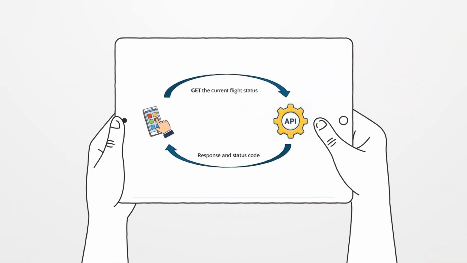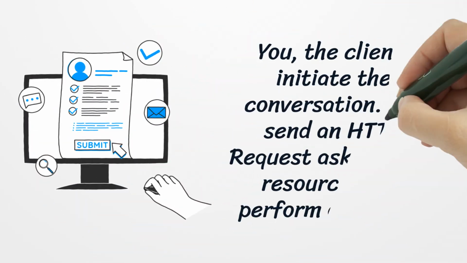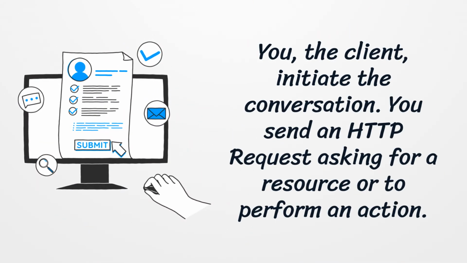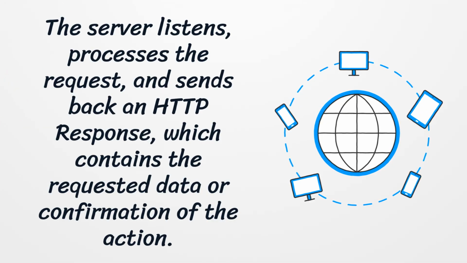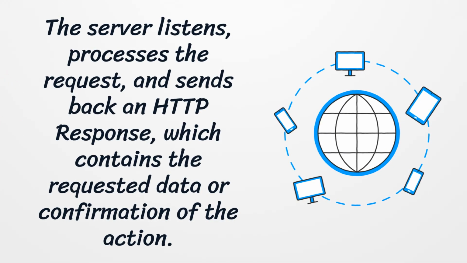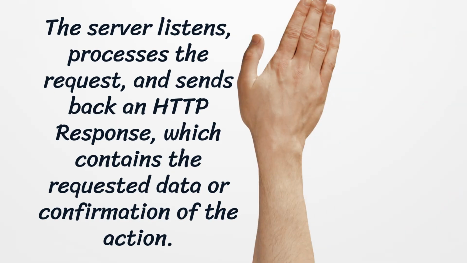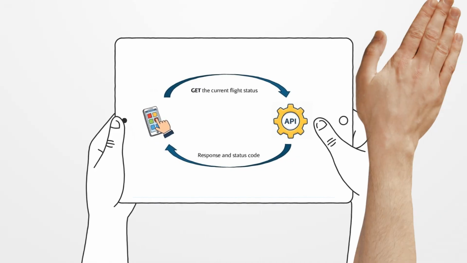The client-server conversation. HTTP works on a simple request-response model, like a quick single phone call. You, the client, initiate the conversation. You send an HTTP request asking for a resource or to perform an action. Server, the web service. The server listens, processes the request, and sends back an HTTP response, which contains the requested data or confirmation of the action. Every single interaction you have with a web service, especially a REST API, follows this exact flow.